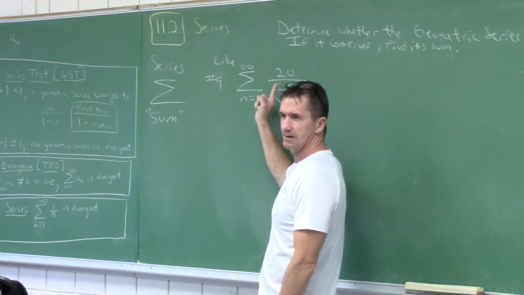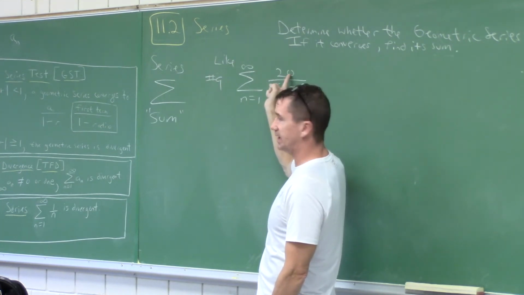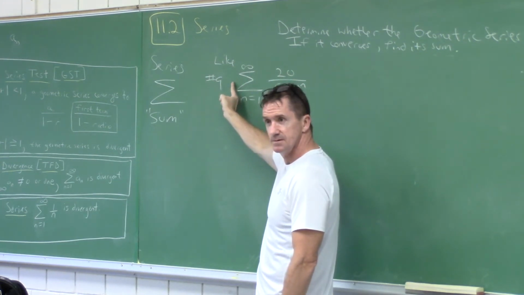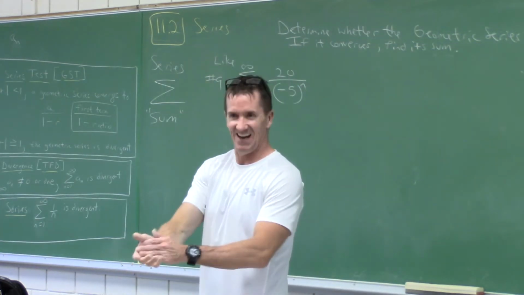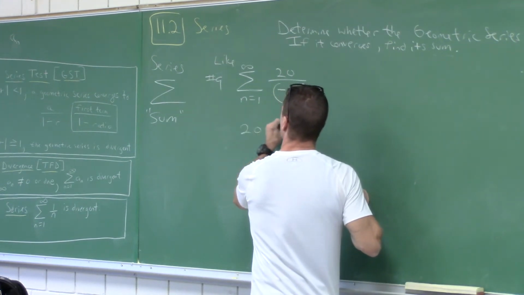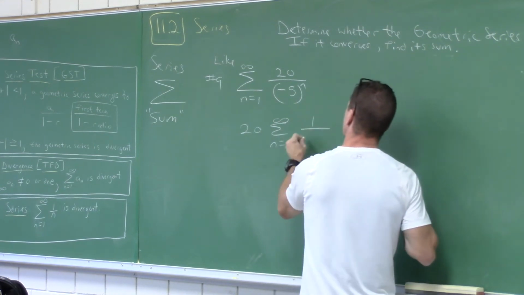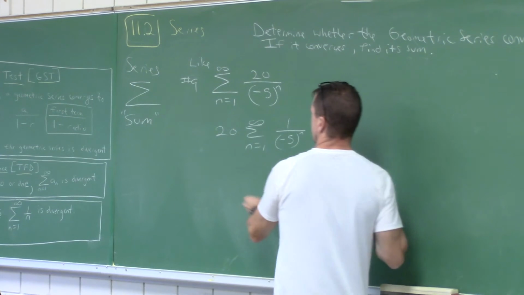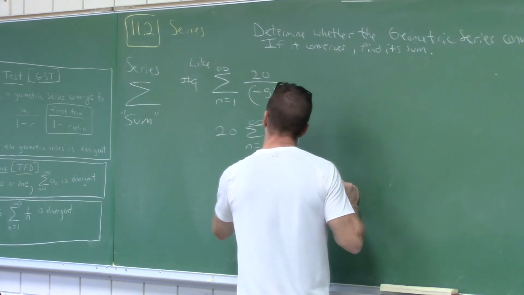Yeah, but what about the 20? Oh, that's okay. You can have a constant multiple with it. In fact, you can take that 20, it's a constant, you can put it in front of this. Just like with integrals. Weren't integrals summations? Yeah. So you can really think of this problem as 20 times the summation of, if you want to think of it that way, 1 over what? What's another way to write this? I just like to give you different ways you can look at this problem.